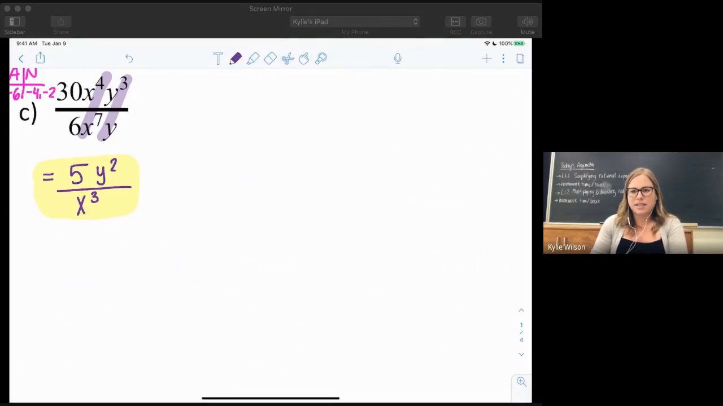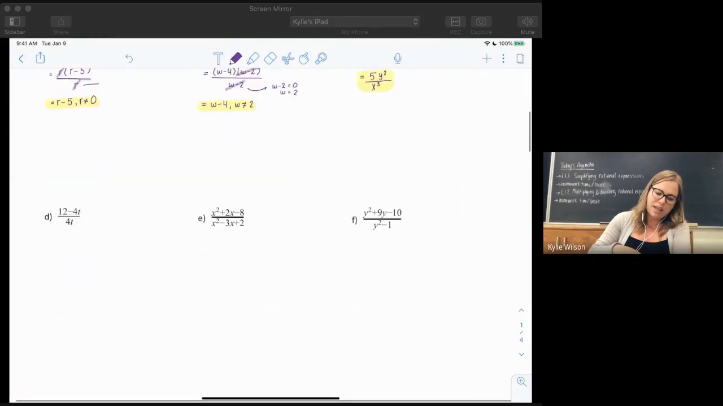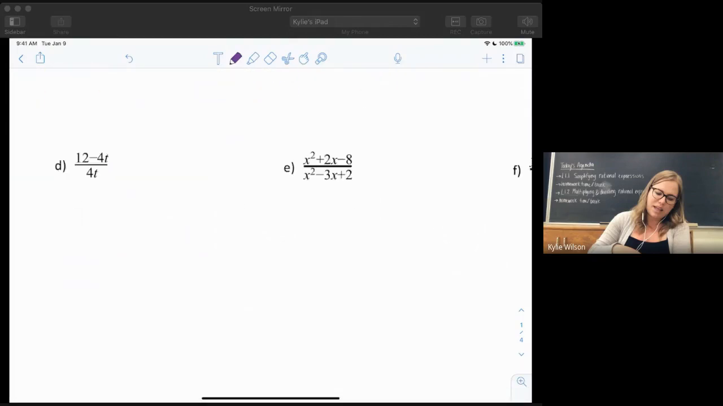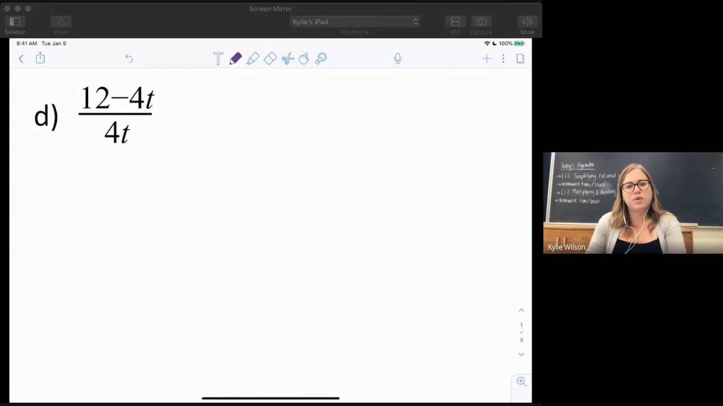This lesson isn't super long, so once we get going through things, we're gonna fly by. Okay, let's try another one. We'll go to D here. And D says 12 minus 4t all over 4t. So the first thing we always do is we factor the numerator and the denominator as much as we can.